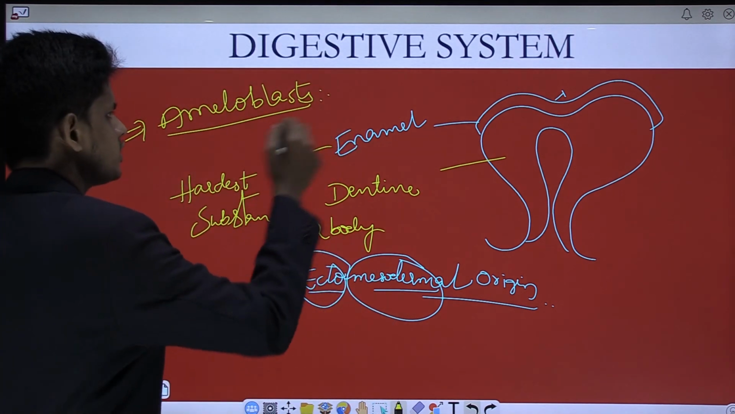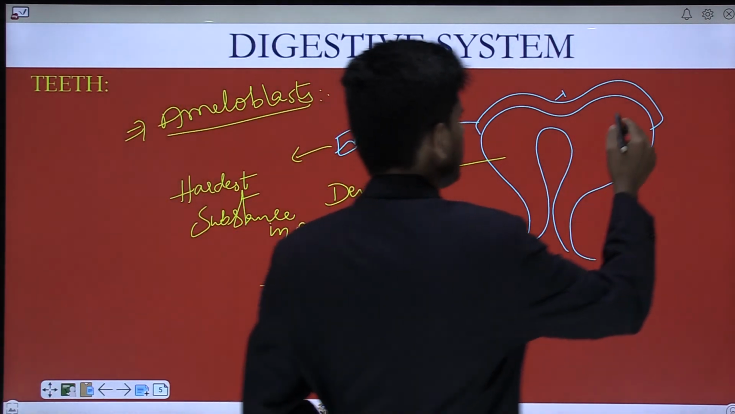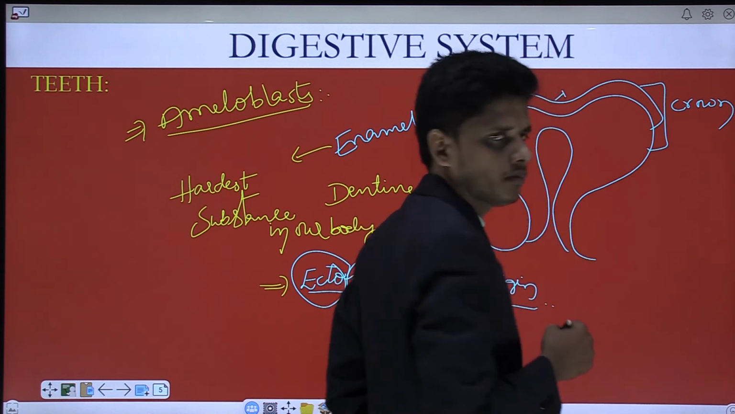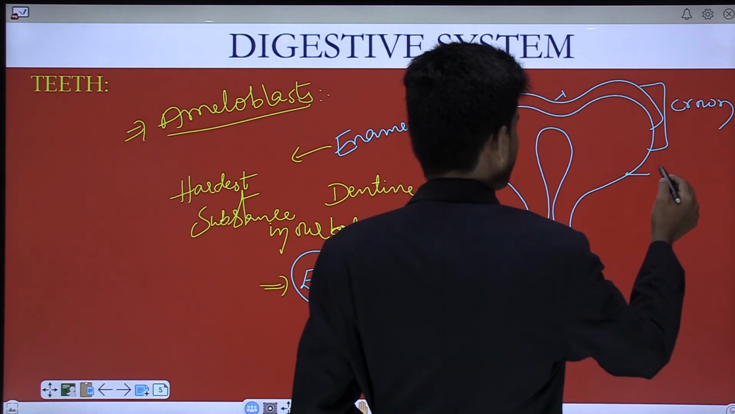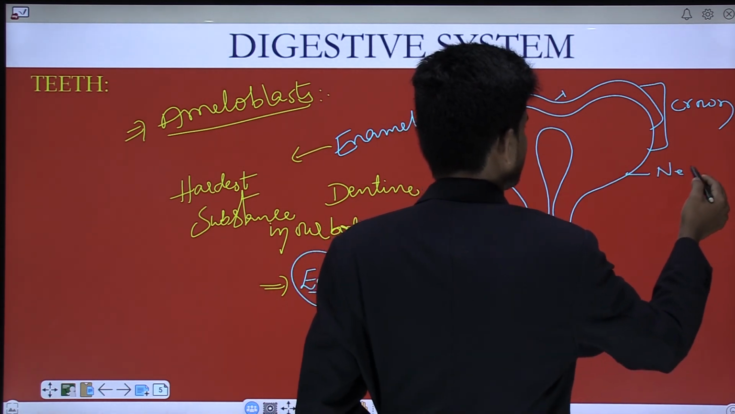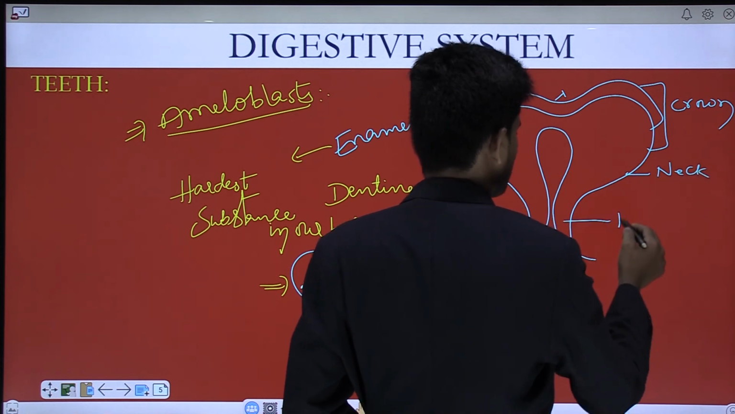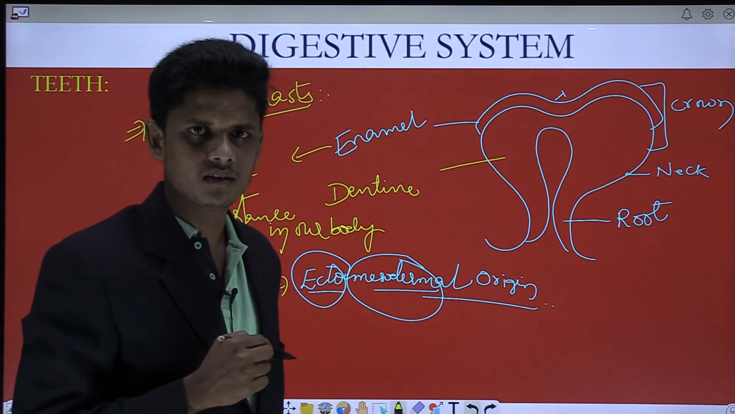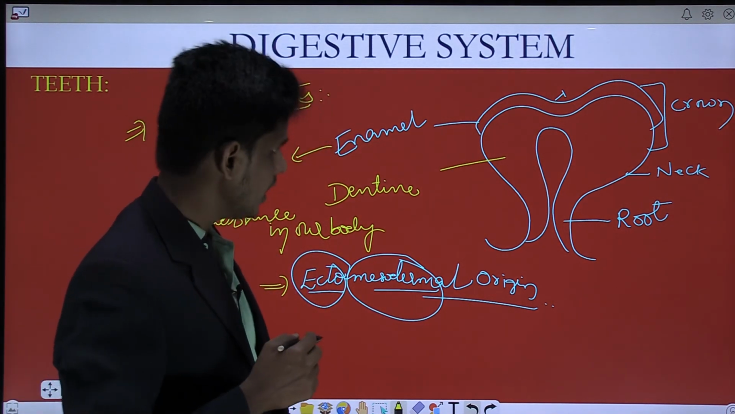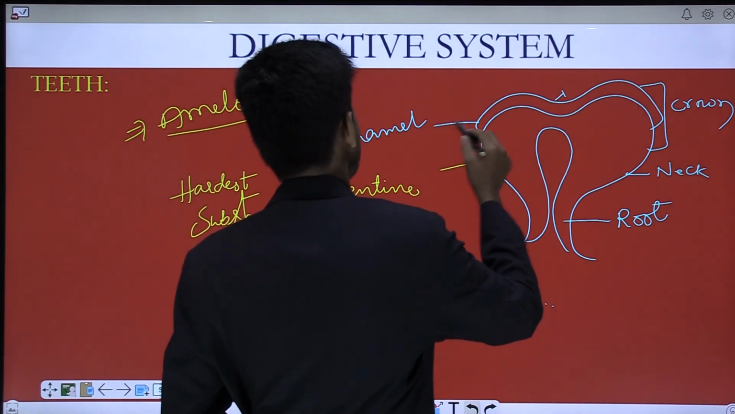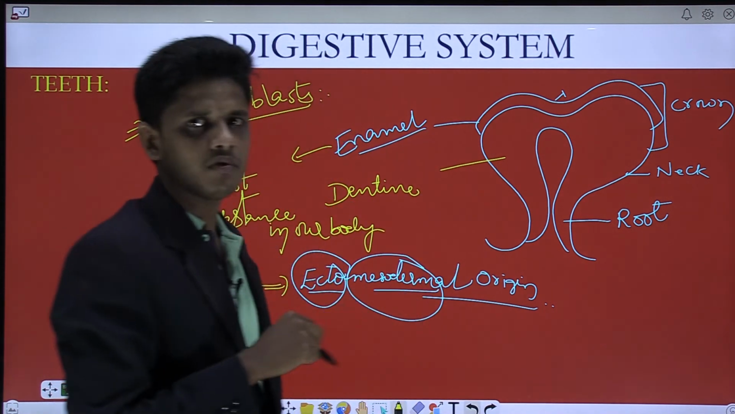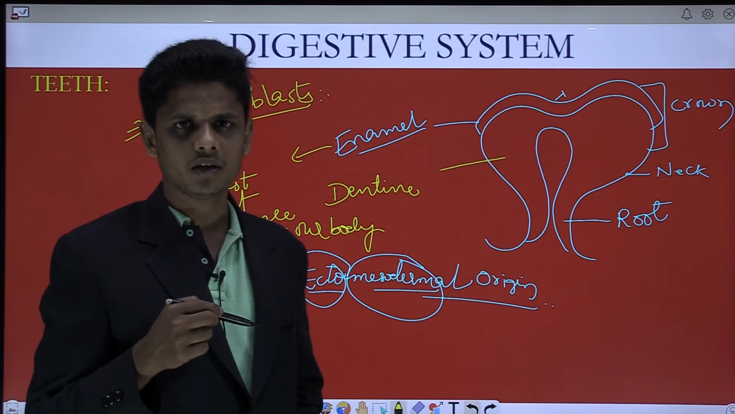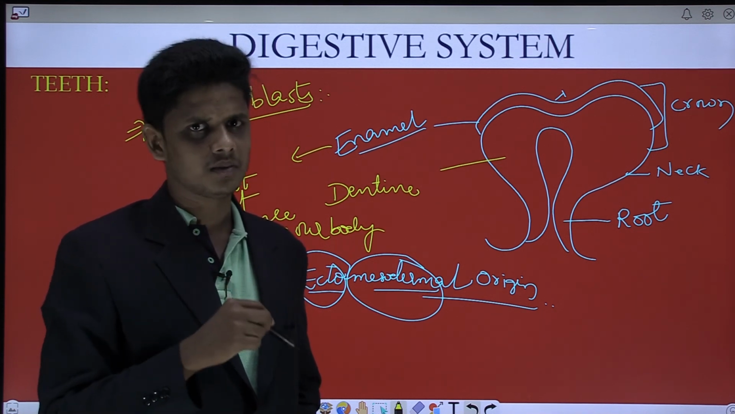And this particular tooth is divided into 3 parts, and this one is called the crown. What is that? Crown. And this is called the neck region. What is that? Neck region. And this is called the root region. What is that? Root region. And the tooth is covered with a membrane called enamel, which surrounds the tooth. And it is the hardest substance in our body. Fine, it is the hardest substance in our body.